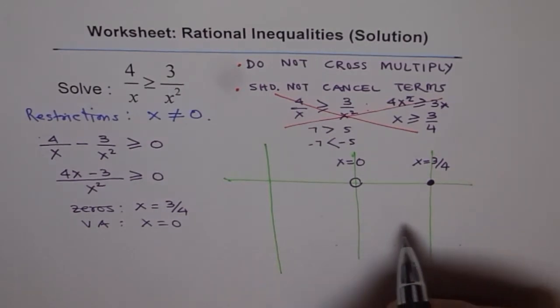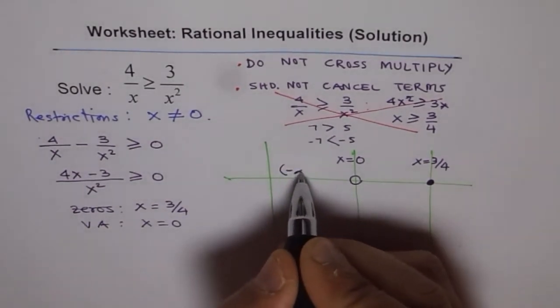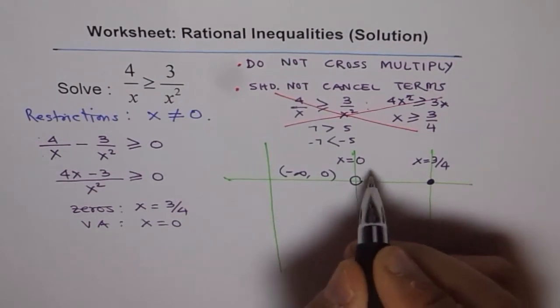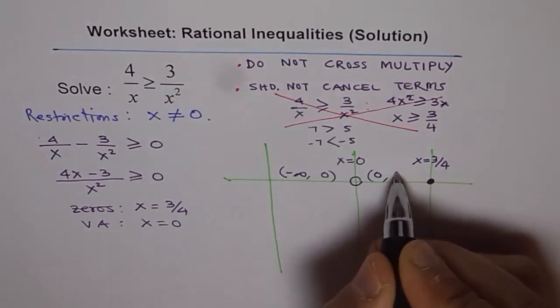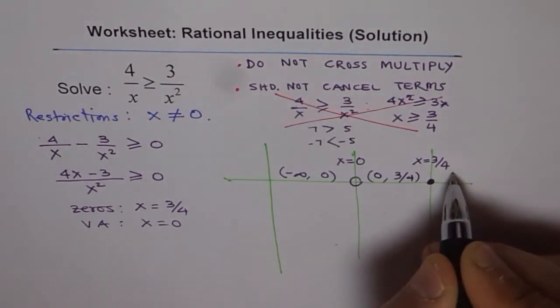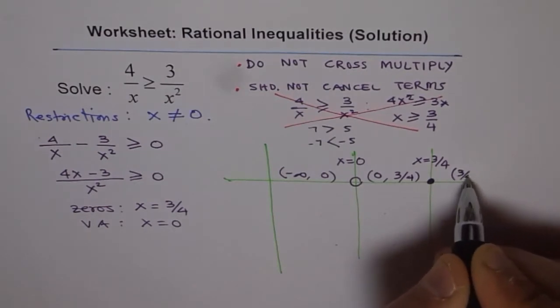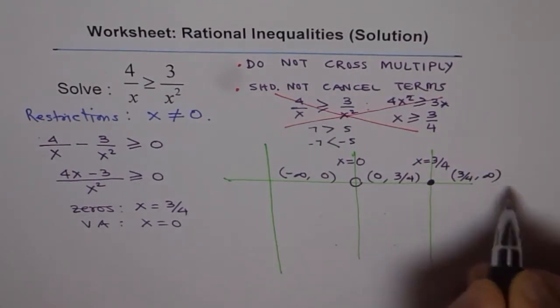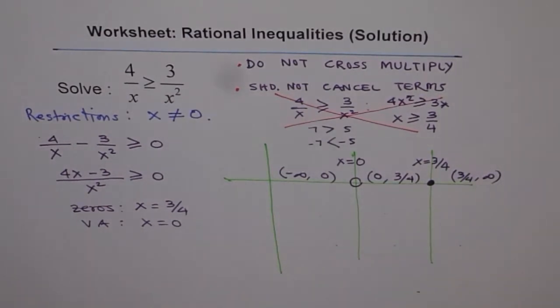Now, you see these zeros and vertical asymptotes divide our coordinate plane into 3 regions. What are these 3 regions? This is from minus infinity to 0, right? And this is from 0 to 3 by 4, right? And how about this? This is from 3 by 4 to infinity. These are the 3 regions, right? Now, 3 by 4 is 0.75, right?